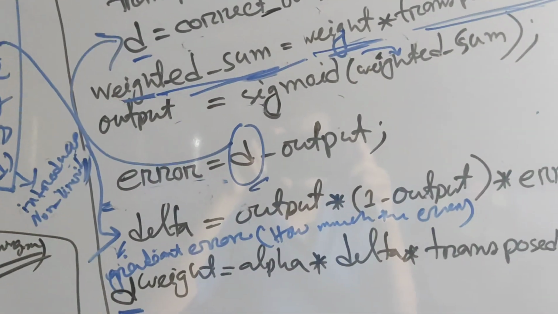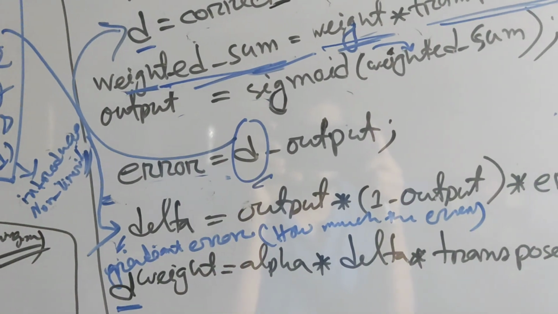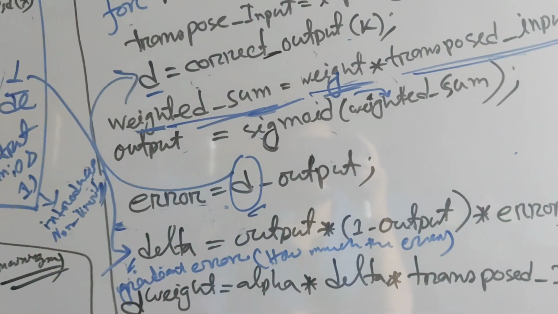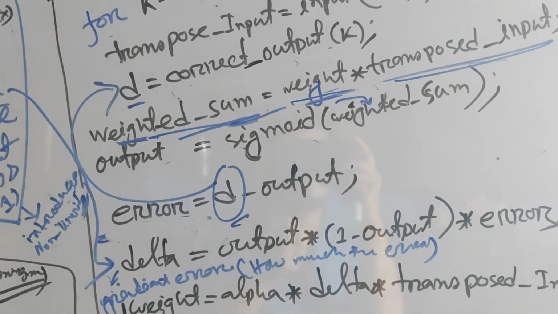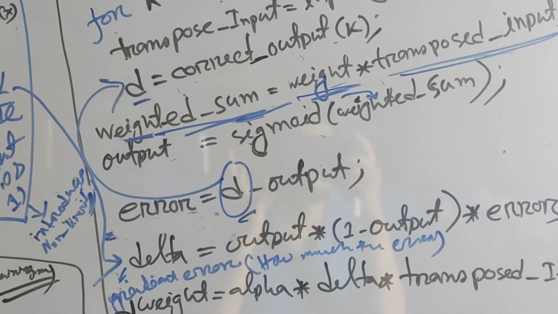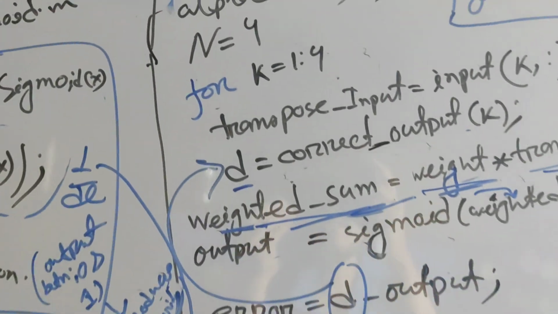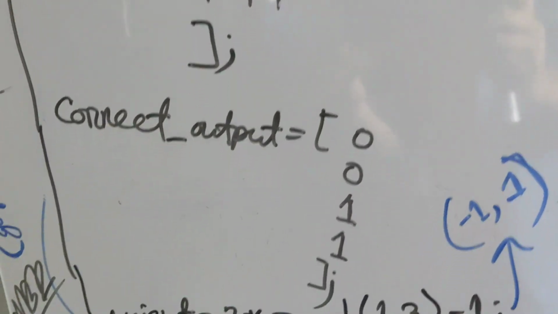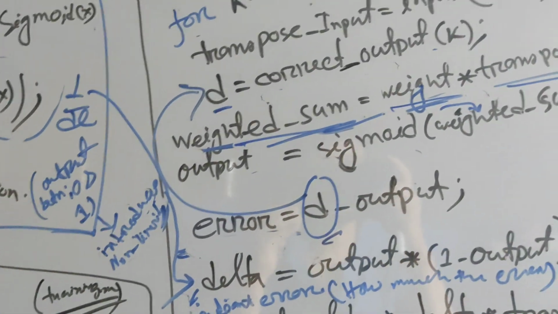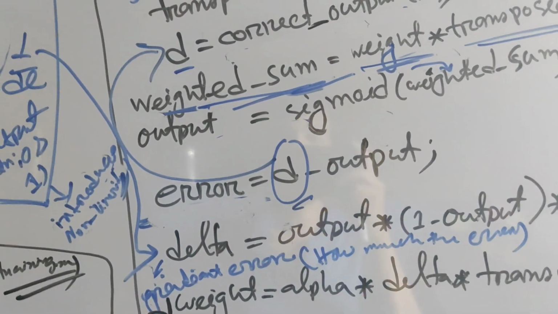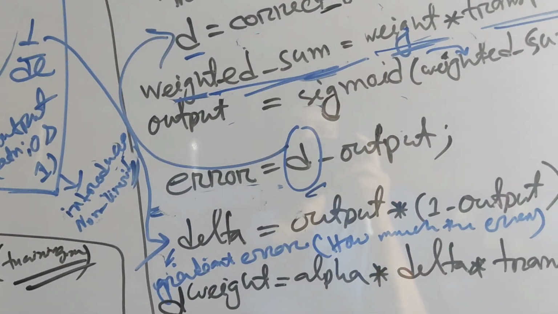And then we calculate the error. What is error? This error is very simple, error equals D minus output. What is D? We already know it, the correct output. We assigned it as D here. So 1 by 1 it will be D minus output.